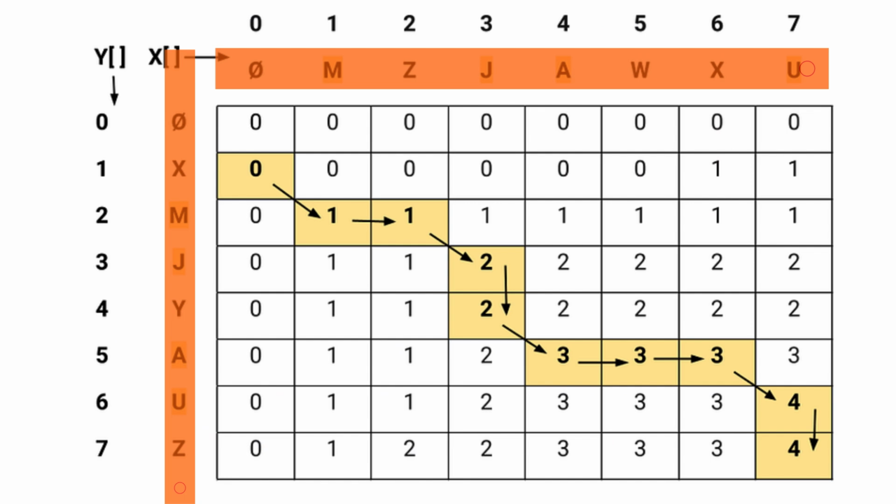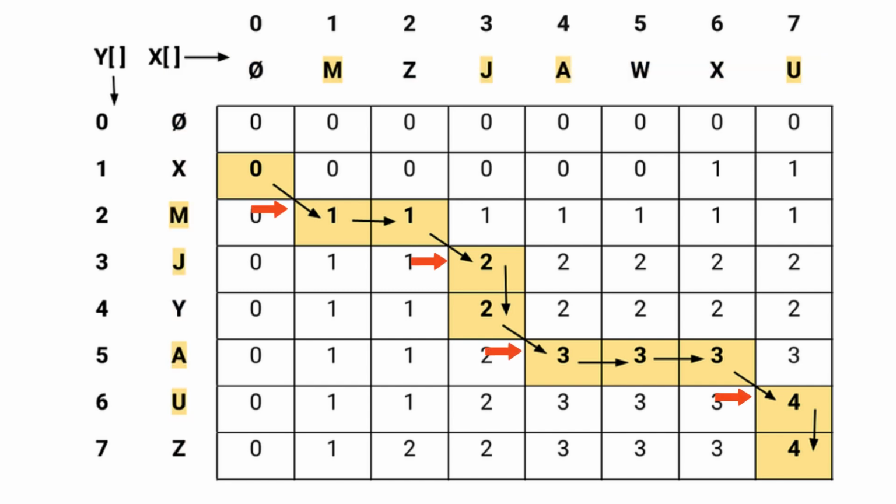LCS can be found by the path highlighted in yellow line. And whenever the number changes, we get the character of interest. The algorithm is pretty straightforward.